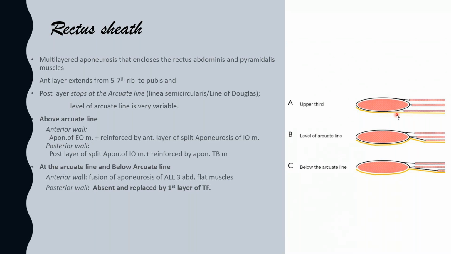When you come to the level of the arcuate line and below, we know that all the three aponeuroses go anteriorly. They all go anteriorly. Just below the arcuate line, they all go anteriorly, and the posterior sheath is missing. And that's why below the arcuate line, you have a potential weak area.